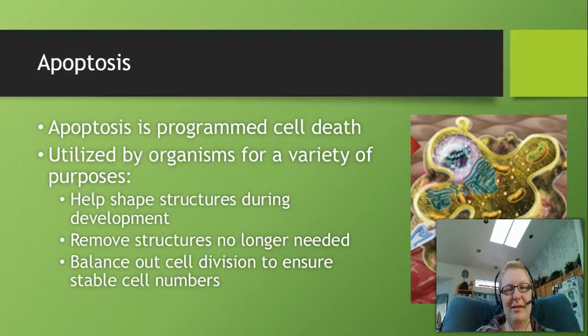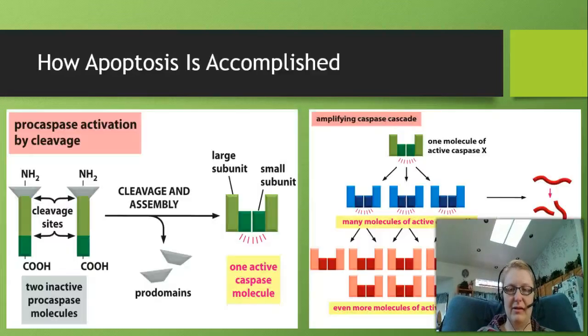During development, we all start as this amorphous blob, but what happens is we start removing some cells to help define shape for structures, and that is occurring through apoptosis. We also remove structures that we no longer need. Like if you think about the tadpole, it no longer needs its tail when it starts to become a frog, and this happens through apoptosis. And the last one, the one that occurs every day in you and me, is balancing out cell division to ensure that we have stable numbers. As your skin cells are dividing in your lower skin layers, the top ones are dying so that they can be replaced. So it's a constant balance process.